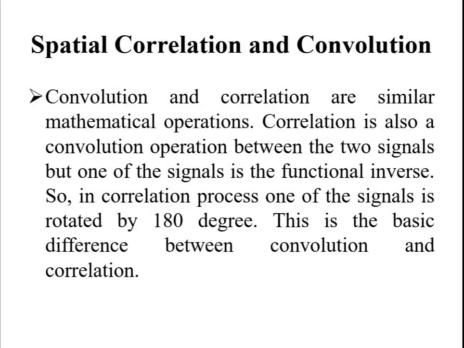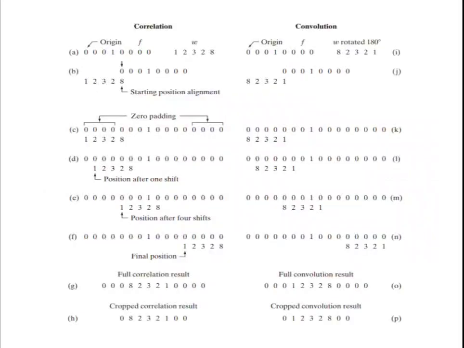Convolution and correlation are similar mathematical operations. Correlation is also like a convolution operation between two signals, but one signal is the functional inverse. So in the convolution process, one of the signals is rotated by 180 degrees. This is the basic difference between convolution and correlation. Let us consider one example that shows spatial correlation and convolution.